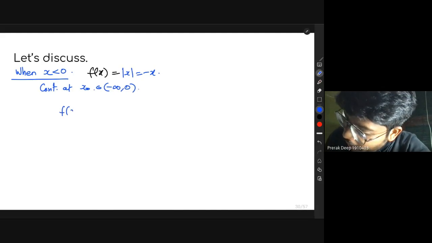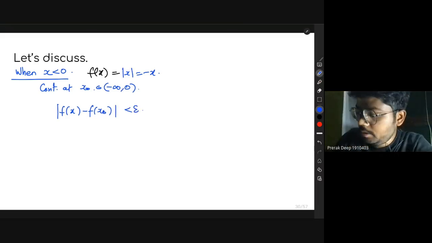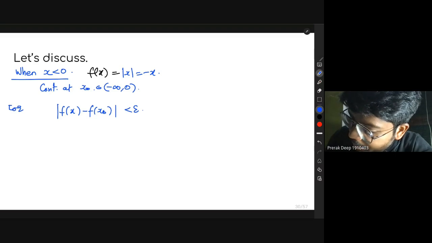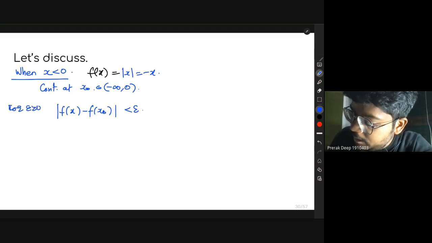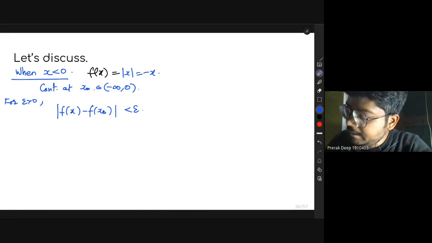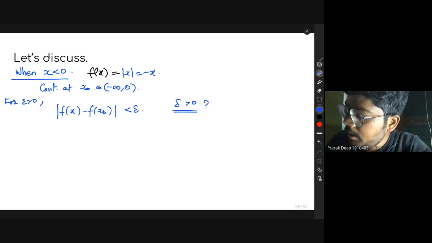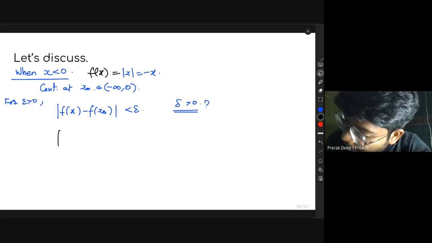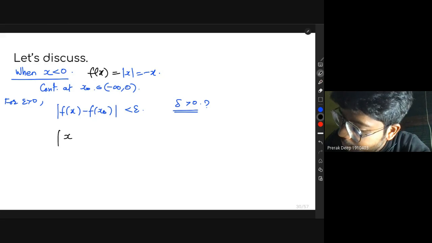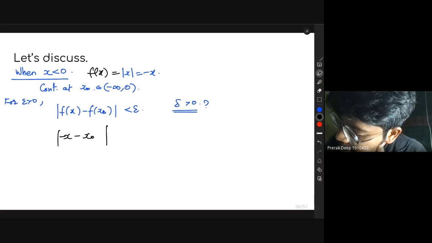So again, I start with this thing being smaller than epsilon, for some given epsilon greater than 0. I say this happens. Now I need to find a delta. What is that delta? I will find it if I rewrite this. What is f(x)? f(x) is minus x. What is f(x naught)? It is going to be minus x naught.